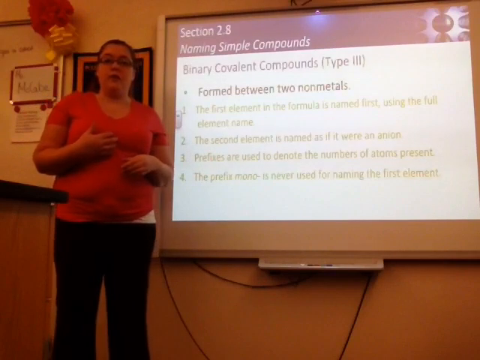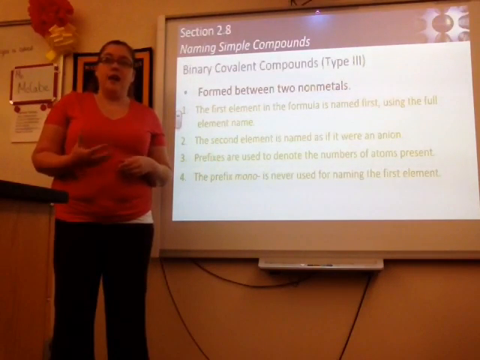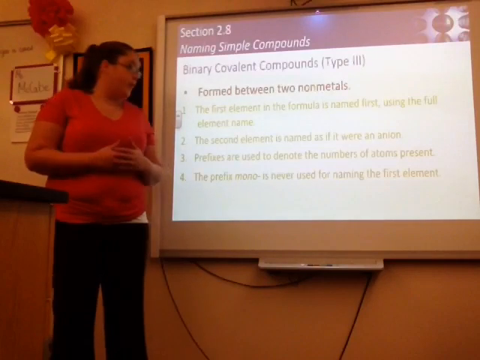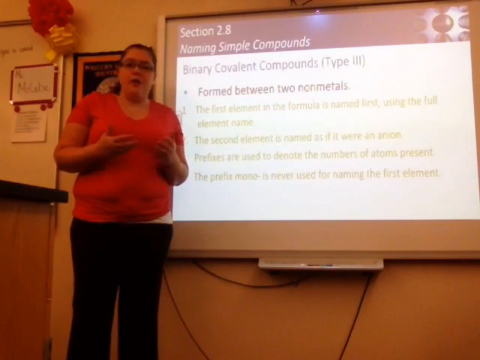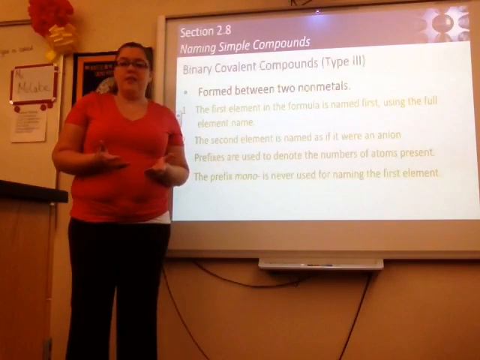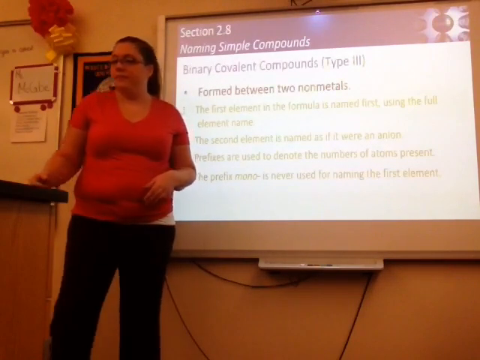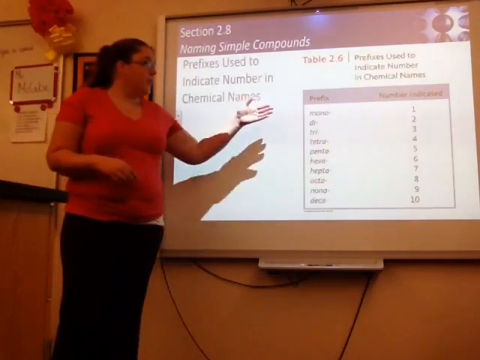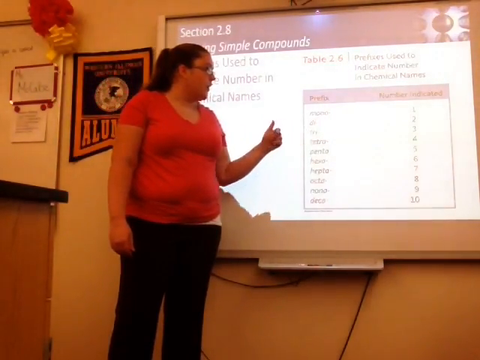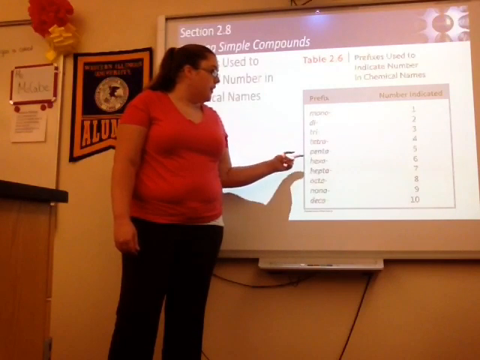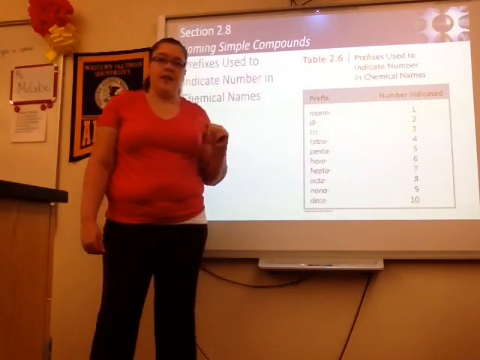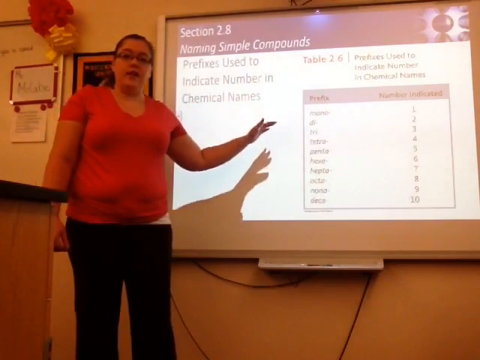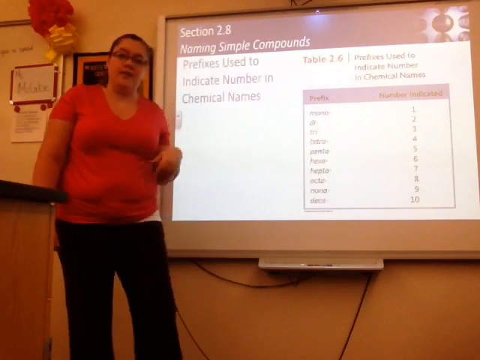Notice prefixes. If you've got 2 oxygen, you're going to be using di. If you're using 1 oxygen, it's mono. And the prefix mono is never used for naming the first element. We don't have monohydrogen. That just doesn't make sense. You can just start with hydrogen and understand that 1 is inferred there. These are your prefixes: mono 1, di 2, tri 3, tetra 4, penta 5, hexa 6, hepta 7, octa 8, nona 9, and deca 10. Please refer to these in your textbooks when working on your worksheet or studying for tests.